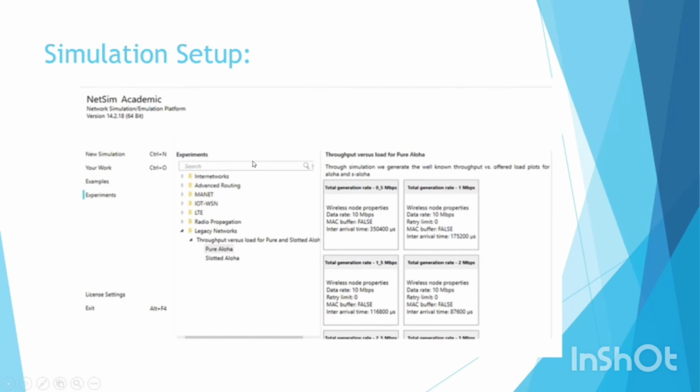Then comes the simulation setup. As we said, here is the experiment. Here we can see internetworks, advanced routing, MANET, IoT, WSN, LTE, etc. And here are the throughputs, such as for total generation, what is the time required, what are the data rate, the interarrival time, etc.